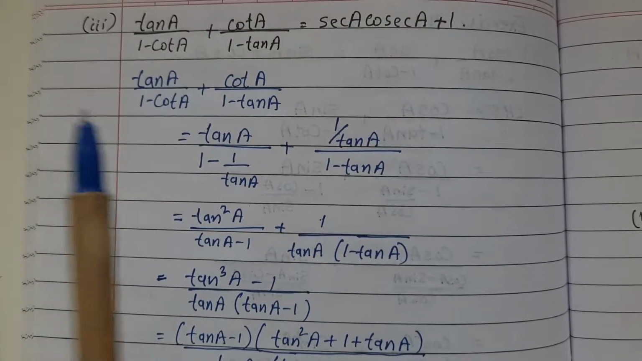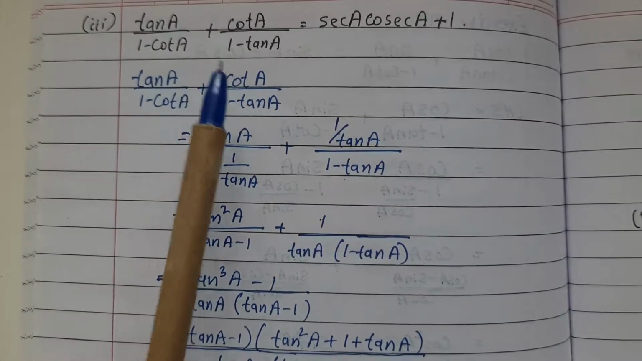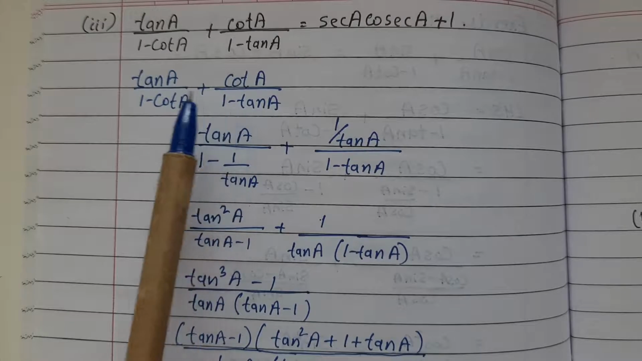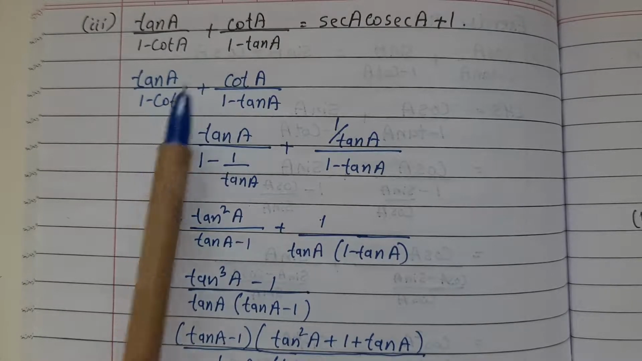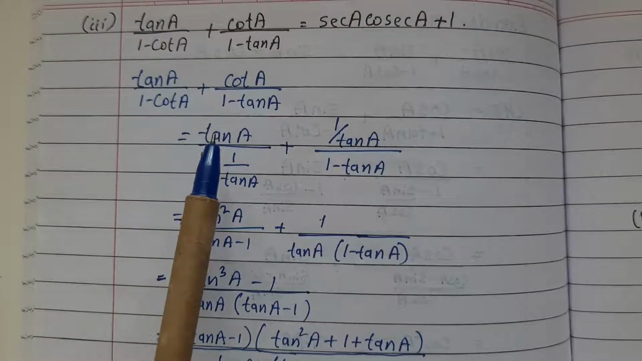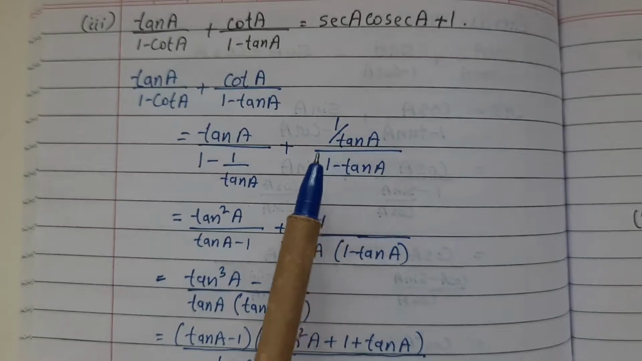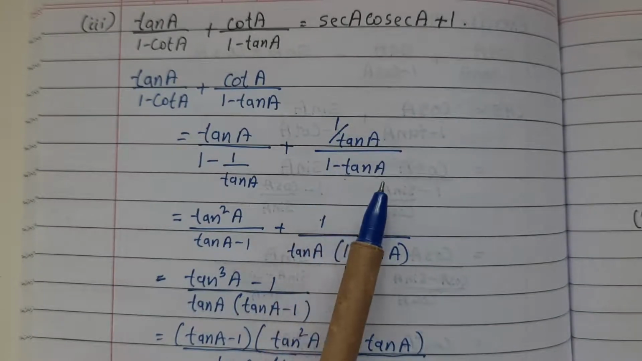Part 3. Left hand side is equal to tan A upon 1 minus cot A plus cot A upon 1 minus tan A. We know cot A is 1 upon tan A. So instead of cot A, we will write 1 upon tan A, equal to tan A upon 1 minus 1 upon tan A plus 1 upon tan A upon 1 minus tan A.